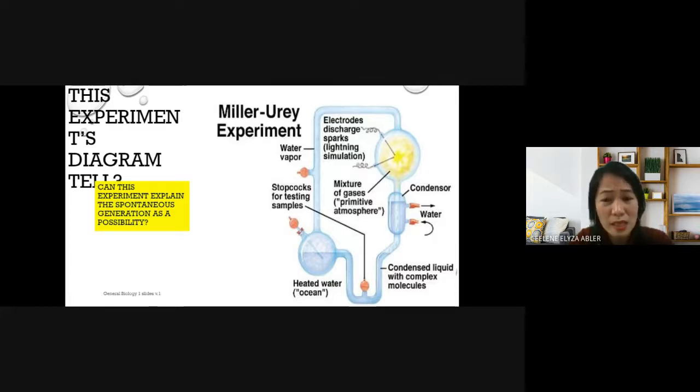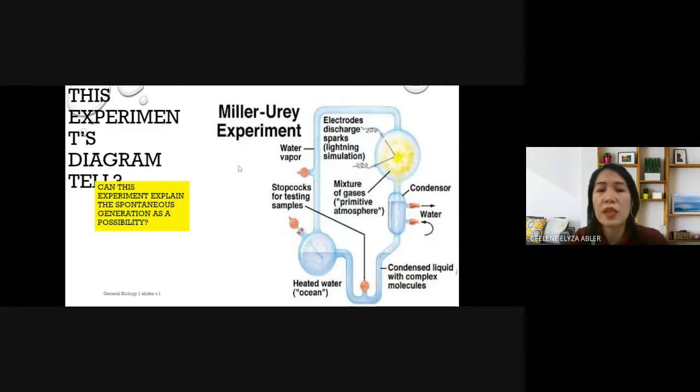How is it possible to go from the non-living parts into a living organism? The living organism they proposed for this is the primitive bacteria, which is your archaea, the archaeans, from the domain Archaea. So the archaeans are actually the most primitive microorganisms.